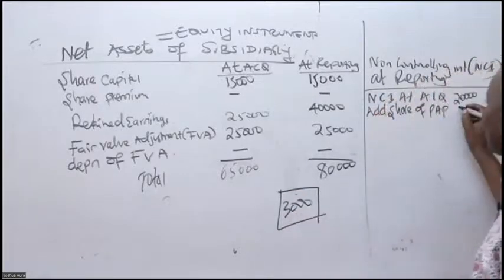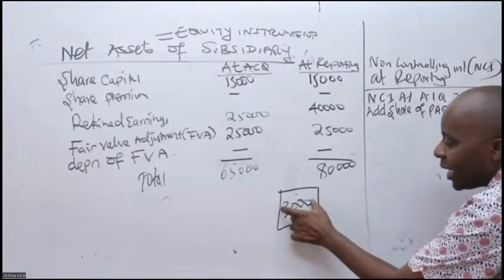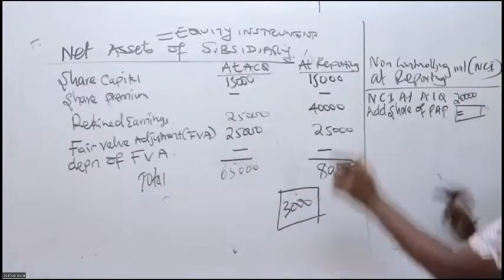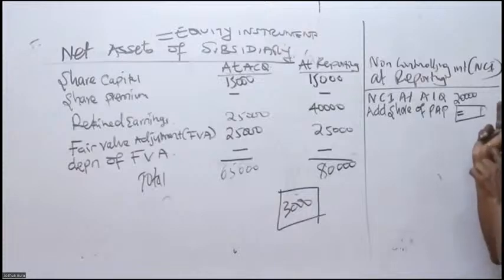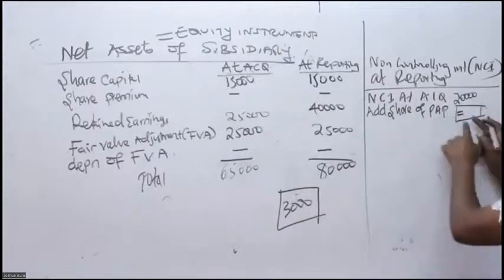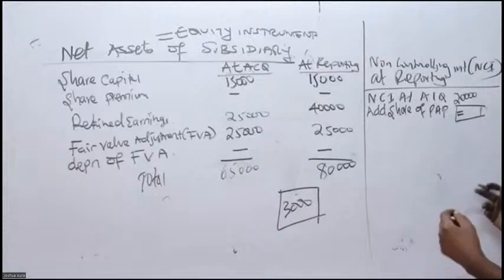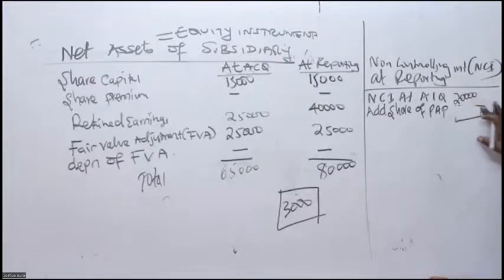So I don't need to start writing 3,000 here from scratch. In this cell, I'll simply put equals, go and highlight that cell and then say enter, and the 3,000 will be transferred. Or if I do not know that approach, I can simply write 3,000, it doesn't break anybody's bone.